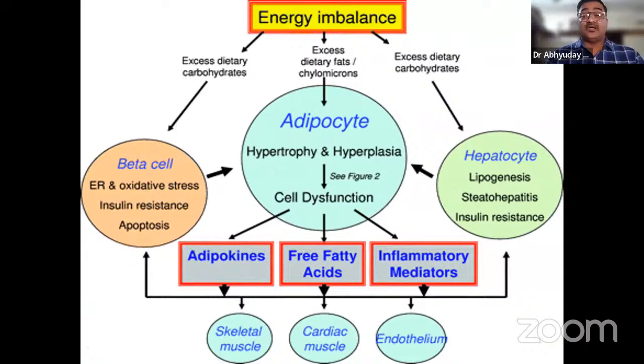And here, again, I won't go in detail, but you can see here, adipocytes, when they go for hypertrophy and hyperplasia, lead to various cell dysfunctions: beta cell dysfunction, oxidative stress, insulin resistance, hepatocytes leading to lipogenesis, insulin resistance, steatohepatitis, and an increase in adipokines, free fatty acids, and inflammatory markers throughout the body, causing damage.